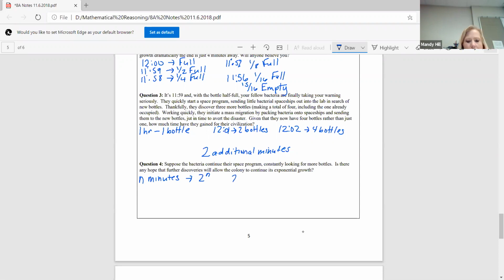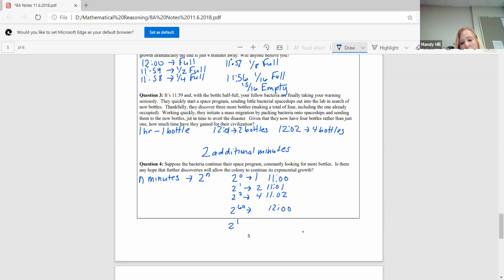So for example, 2 to the 0, after no minutes have gone by, we had 1 bacteria to start out with, and that was what we had at 11 o'clock. 2 to the first power gave us 2 bacteria, and that is at 11:01. 2 to the second power will give us 4 bacteria, and that is at 11:02, and so on. So there are 2 to the 60th bacteria when the first bottle fills, which is going to be a really huge number, at 12 o'clock.